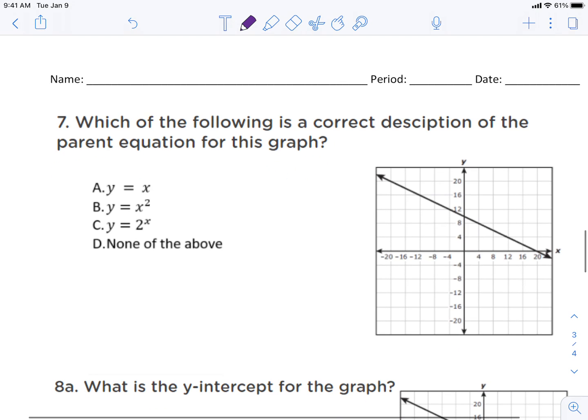Okay, now we're going back to some stuff we did the first 3 weeks. So which of the following is a correct description of the parent equation for this graph? Well, first off, you need to know this is a straight line. That means it's linear. We only have one option for a linear. So answer choice A would go with a linear graph. Answer choice B would go with a quadratic graph.